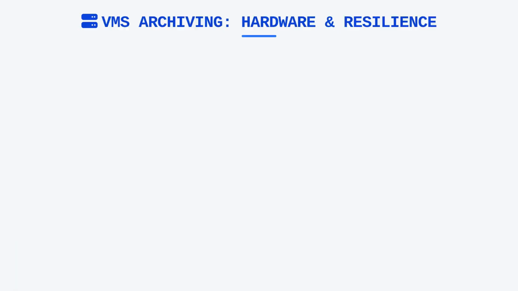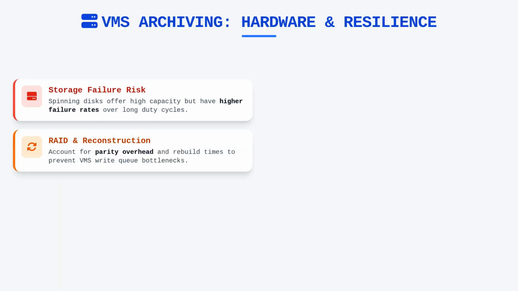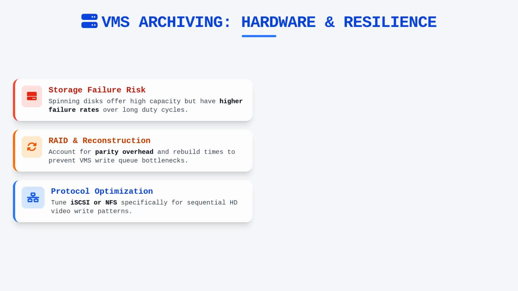Effective VMS archiving also demands a rigorous approach to hardware maintenance and failure recovery within the storage array itself. Spinning disks, while excellent for the capacity requirements of second-tier storage, are statistically more likely to fail than solid-state equivalents over long duty cycles. Your architecture must account for RAID parity overhead and the reconstruction time required when a member disk in a larger array needs replacing. If you do not plan for these rebuild periods, your archiving performance might drop to nearly zero during a hardware fault, causing a bottleneck in the VMS write queue.